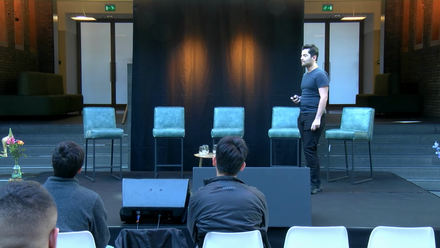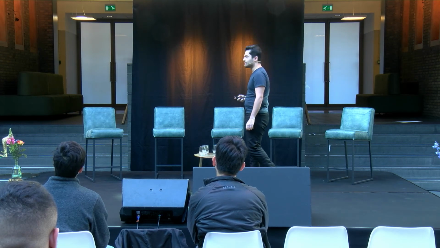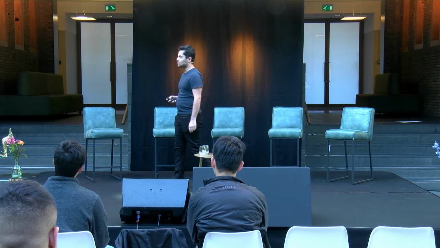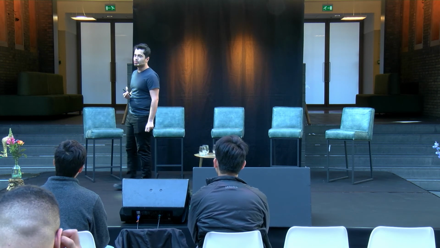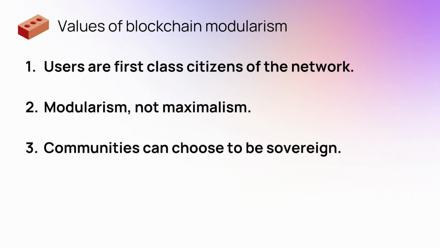I think there's kind of three main values, from my perspective, of a modular blockchain stack, or the idea of blockchain modularism in general. Firstly, users are first-class citizens of the network, thanks to technologies like data availability sampling and ZK proofs and fraud proofs. Those technologies allow users to have a similar level of security as a full node, without needing the same resource requirements and hardware as a full node. And so you're allowing end users to actually be first-class participants of the network.